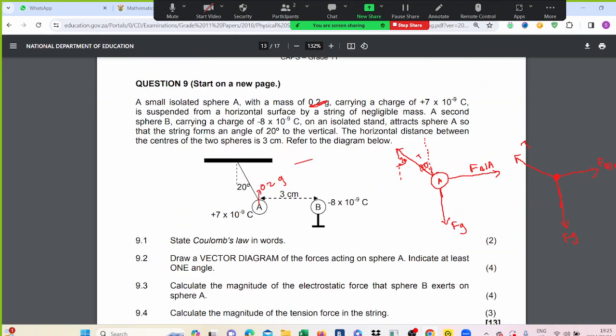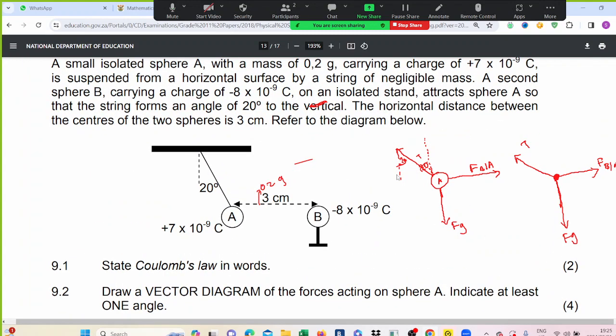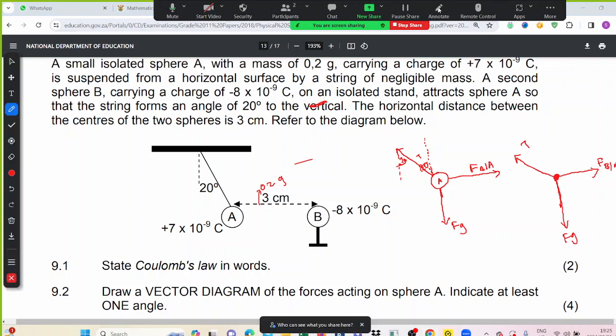I want you to expand this. Okay, there you go. Now I'm drawing the free body diagram, because they say I represent at least one angle. Obviously, I have 20 degrees here.